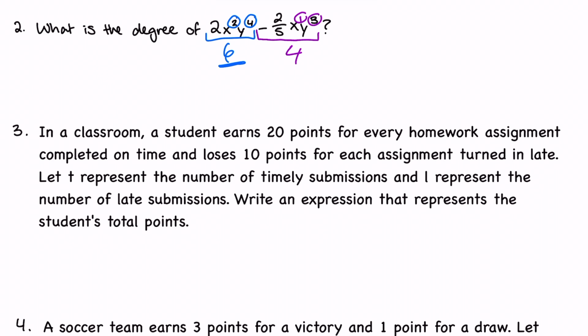Question 3 asks us, in a classroom, a student earns 20 points for every homework assignment completed on time and loses 10 points for each assignment turned in late. Let T represent the number of timely submissions and L represent the number of late submissions. Write an expression that represents the student's total points. So that was a bit wordy, so let's break it down a bit. Let's first ask ourselves, what is the question asking us? The question is asking us to write an expression that represents the student's total points.